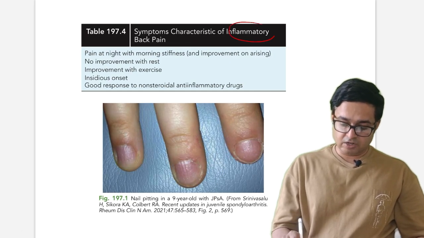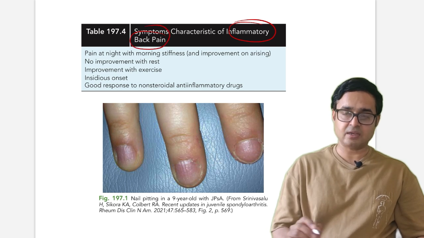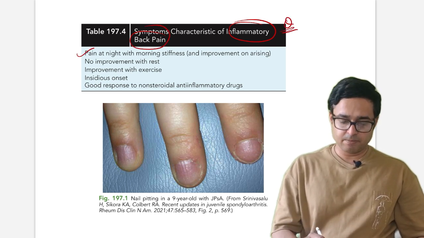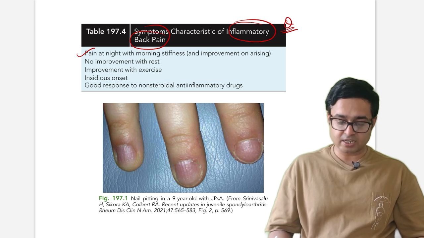Inflammatory back pain, once asked: what are the characteristics of inflammatory back pain? Pain will be at night and with morning stiffness.